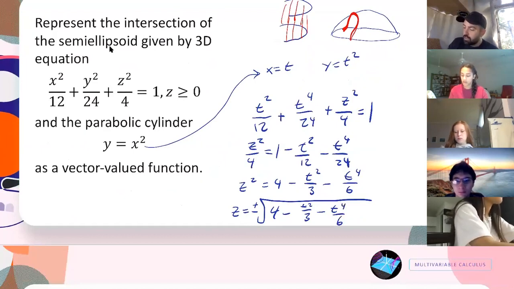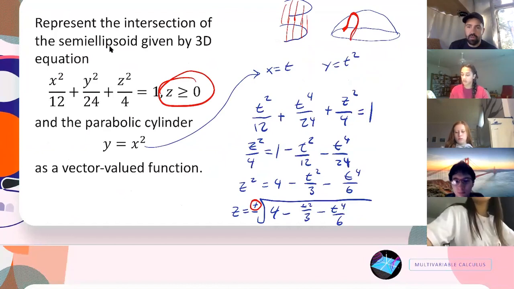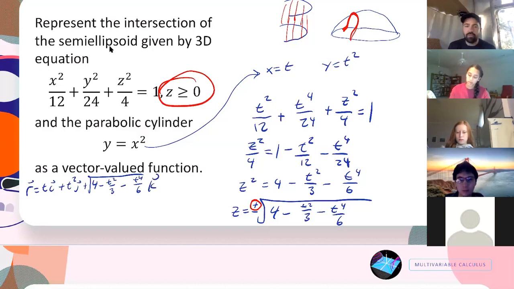Okay, and then you just look in the problem. They said we want the top half, which means we're going to take the positive part. So those would be my three components. If I graph the curve r equals t i plus t squared j plus the square root of 4 minus t squared over 3 minus t to the 4th over 6 k in some graphing software, I'll get the curve moving along the outside of a sphere in the shape of the parabola.